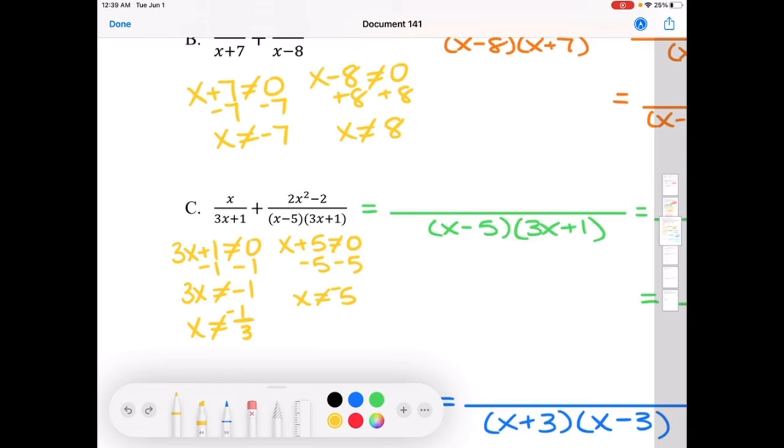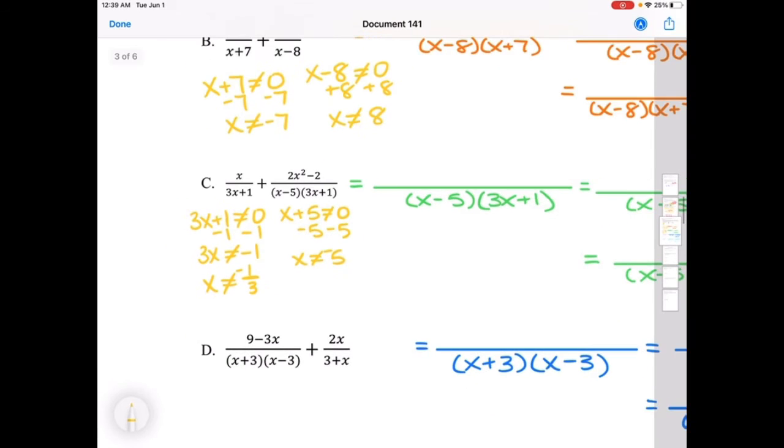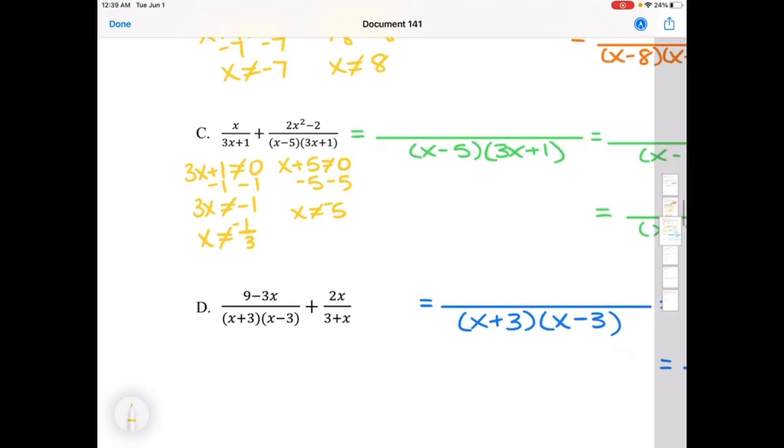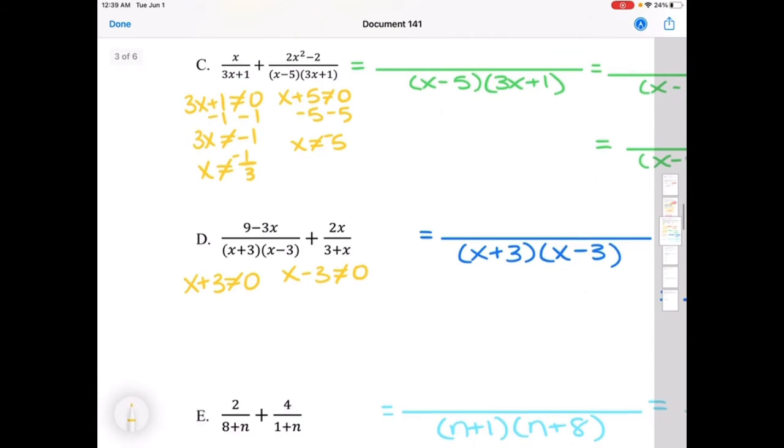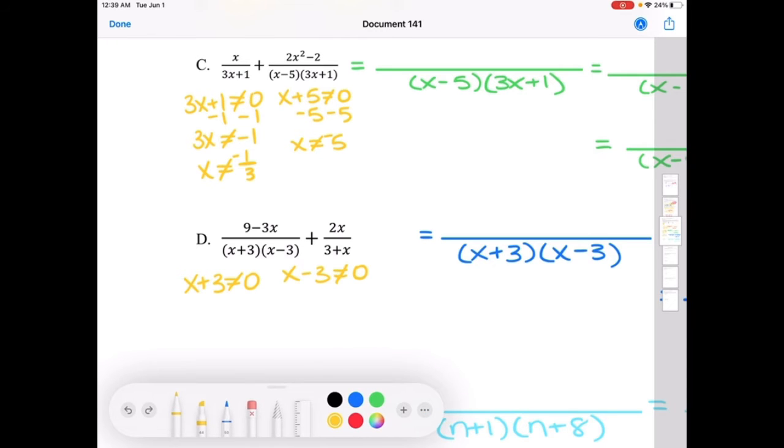Here we have x plus 5 cannot equal 0, and we just had to subtract 5 from both sides to get that x cannot equal -5. Lastly, we have letter D. We have x plus 3 and x minus 3. Both cannot equal 0. Note that 3 plus x and x plus 3 are the same thing, and either way we get x cannot equal -3 and x cannot equal 3.